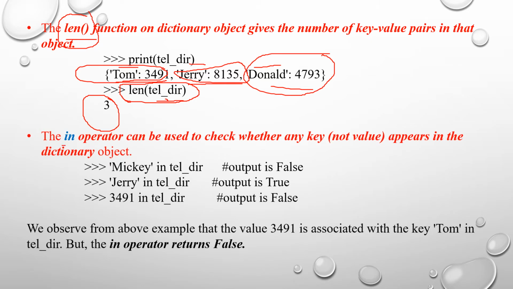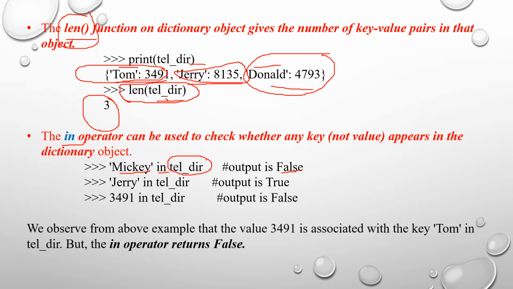The in operator can be used to check whether any key, not value, appears in the dictionary object. For example, Mickey is the key. After that I'm using in, and this is my dictionary name, tel_dir. This will give a boolean output. The output is False, because Mickey is not a part of my dictionary keys.